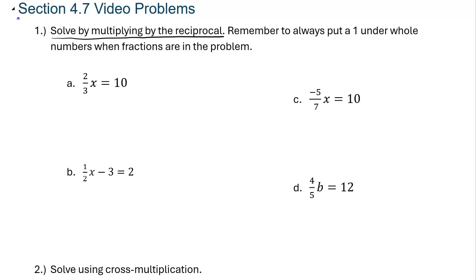Okay, so when we have a mix of fractions and whole numbers, we have to put a 1 under the whole number. So that will always be step number 1. So I'll do that first. Okay, we are going to multiply both sides by the reciprocal, and it's by the reciprocal of the fraction next to the variable. Because remember, we are eliminating everything next to the x, right? In this case, or whatever your variable is.